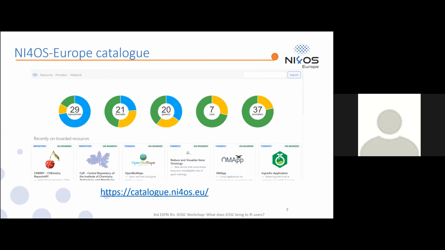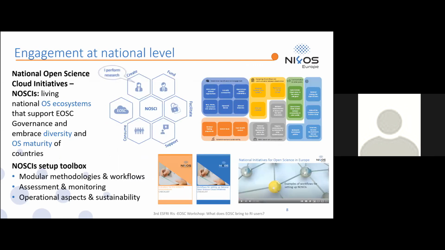And she also provided a very concrete example of how a concrete research community benefits from the EOSC services. I would like to provide 2 concrete examples of NI4OS Europe services for user communities and researcher communities. The one is our recently updated NI4OS Europe catalog, through which you can browse and see resources that have been onboarded or are in the process of being so. And the second is, of course, the toolbox we have created for setting up national open science cloud initiatives.